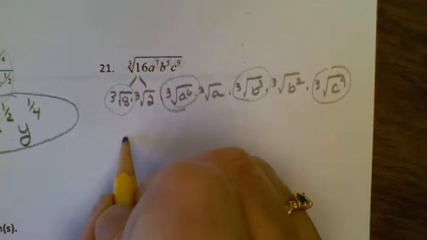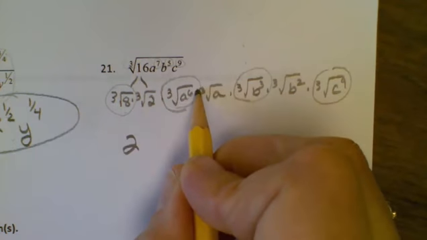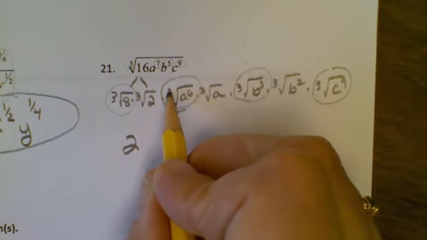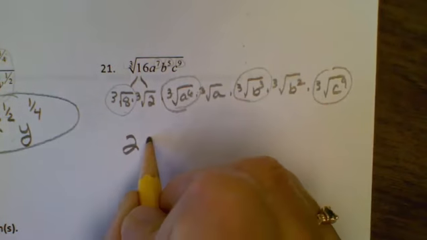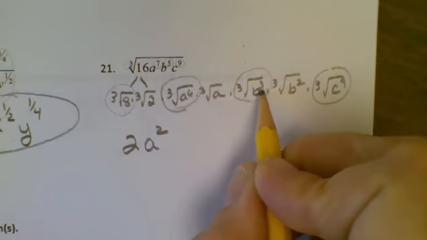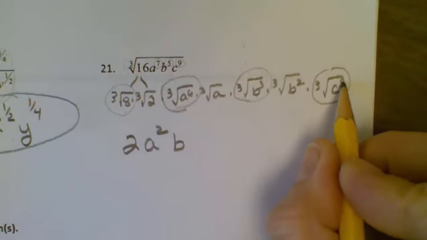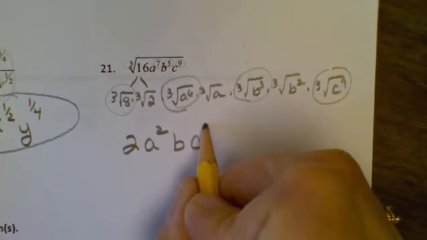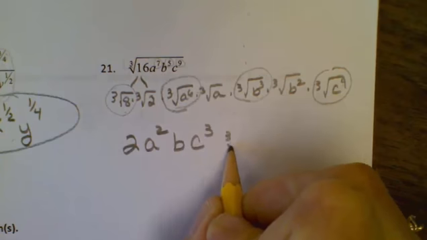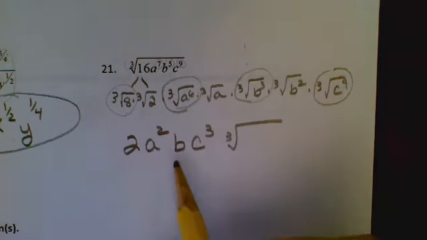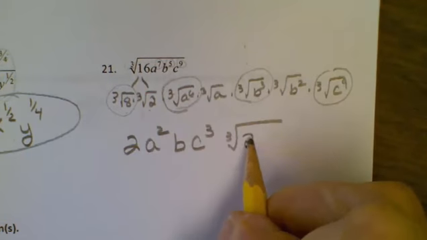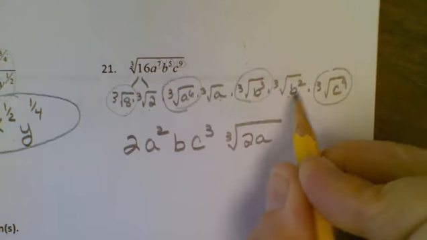Cubed root of 8 is 2. A to the 6th, the cubed root of that would be a to the 2nd, 6 divided by 3. B to the 1st, because that's 3 divided by 3. And c to the 3rd, 9 divided by 3. What I haven't got circled has to stay under the cubed root, so I have a 2, I have an a, and a b squared.